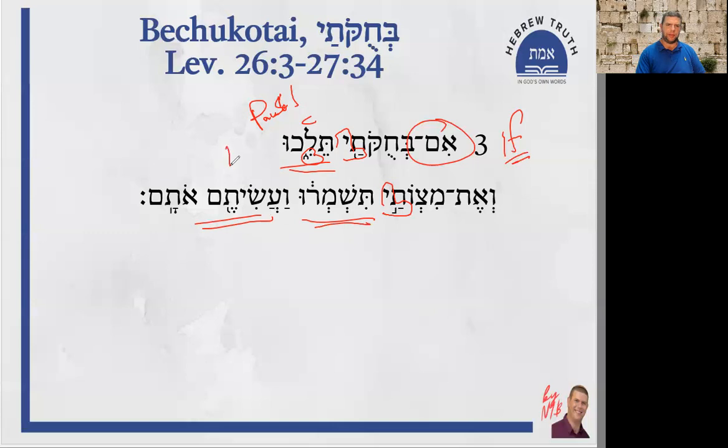Note that va'asitem is a vekatal, and it serves the same purpose as tishmeru just next to it. The difference is that va'asitem is at the beginning of a clause, and as such, it uses the vekatal, while not at the beginning we have the yiktol, tishmeru va'asitem. Now the then clause comes in the next verse. Okay, maybe next year we'll read the next verse of each of these weekly portions.